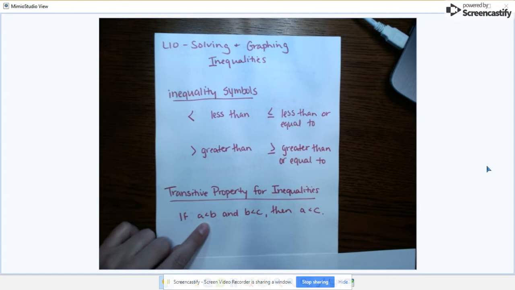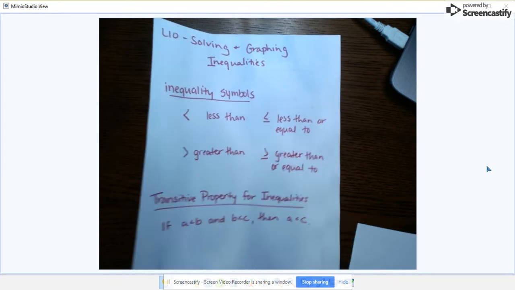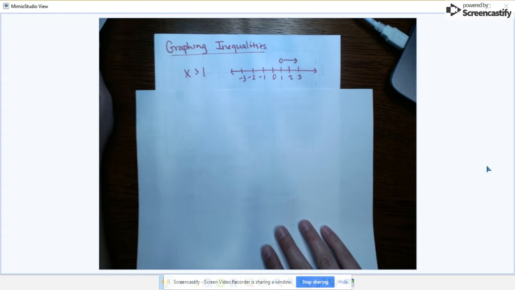So if A is less than B and we have B less than C, then we can skip that B middle step and just say that A is also less than C. We're going to look at graphing.